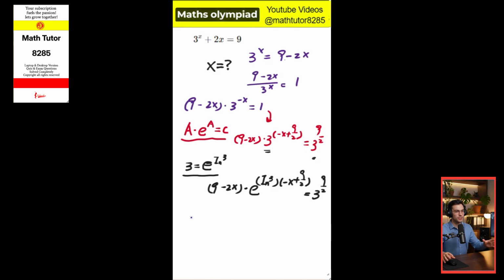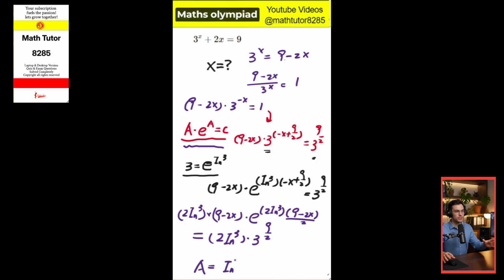Next step, create a perfect a times e to the a structure. Multiply both sides by 2 times the natural logarithm of 3. Now the left-hand side becomes 2 times the natural logarithm of 3 multiplied by the quantity 9 minus 2x, multiplied again by e raised to the power of 1/2 times 2 times the natural logarithm of 3 times the quantity 9 minus 2x. The right-hand side becomes 2 times the natural logarithm of 3 times 3 raised to the 9 over 2 power. At this stage, the left side perfectly matches the required pattern of a times e to the a, where a is defined as the natural logarithm of 3 multiplied by the quantity 9 minus 2x.